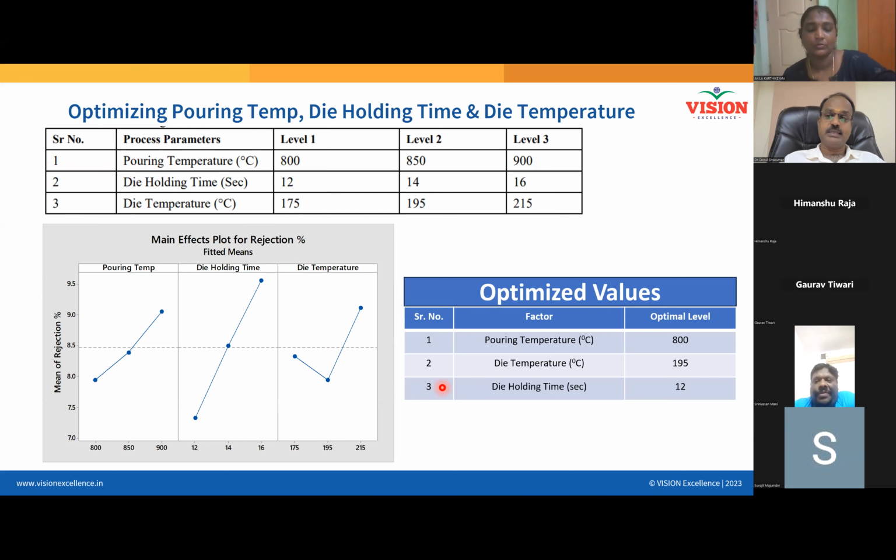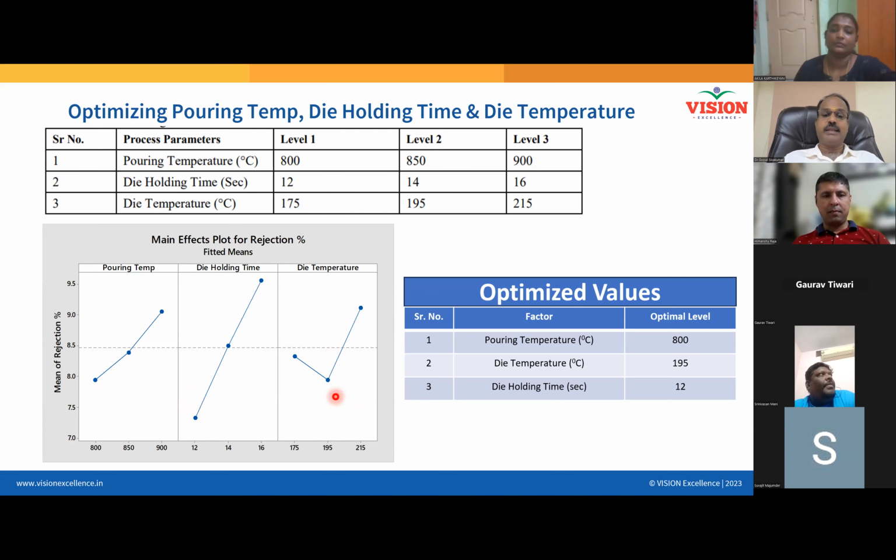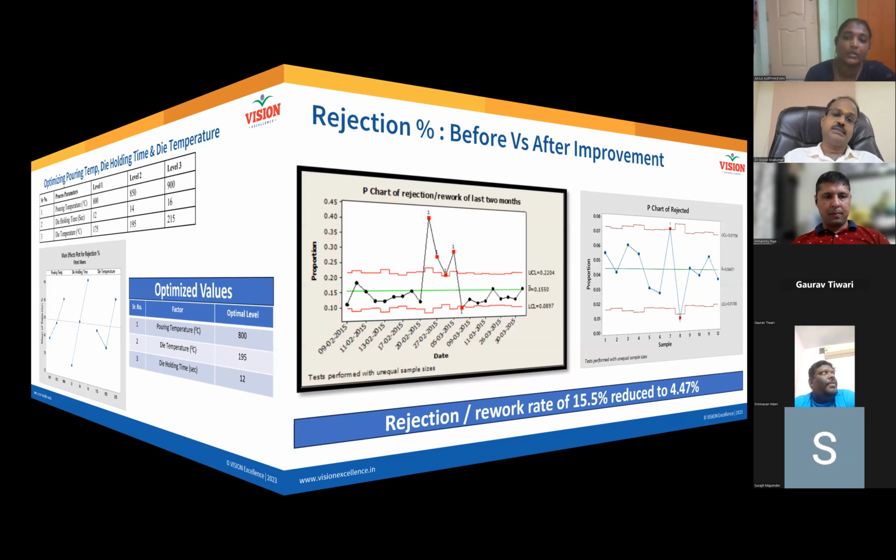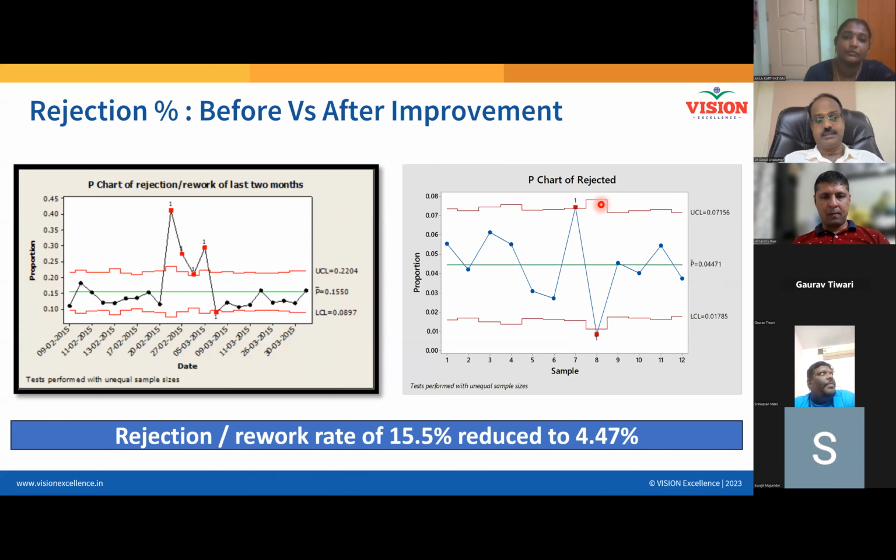Similarly, die temperature, when it is 195, rejection is low. So this has given us some clue. These are the optimal combination: pouring temperature 800, die holding time 12 seconds, and die temperature should be 195 degrees Celsius. So those values are considered the optimal, and the process is restructured.